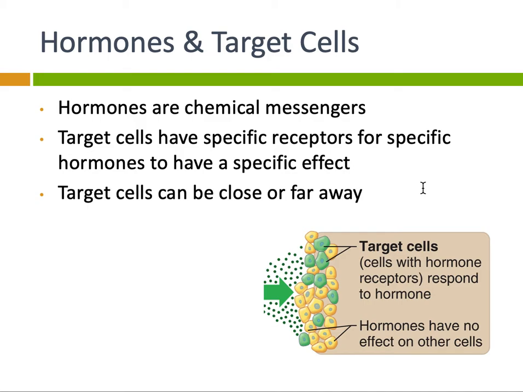Target cells can be close to the endocrine gland or they can be far away. And that's part of why we need the bloodstream to circulate these hormones so they can get to the cells that they need to have an effect on. Hormones are chemical messengers and they are produced by the body.